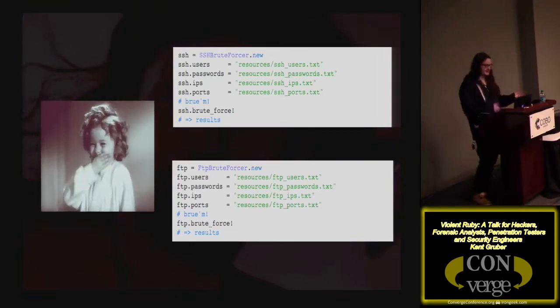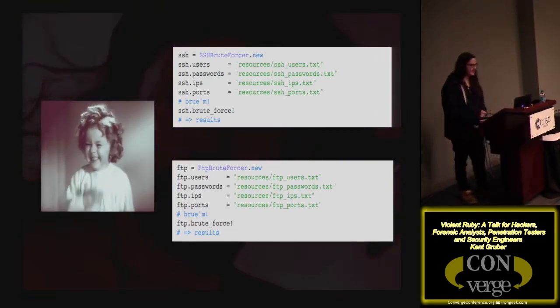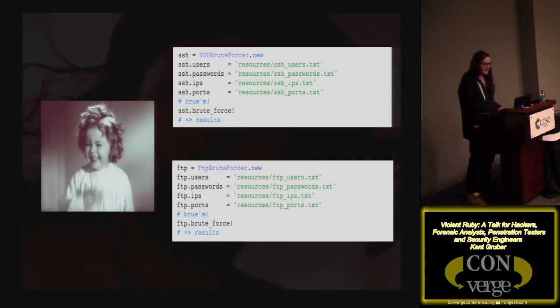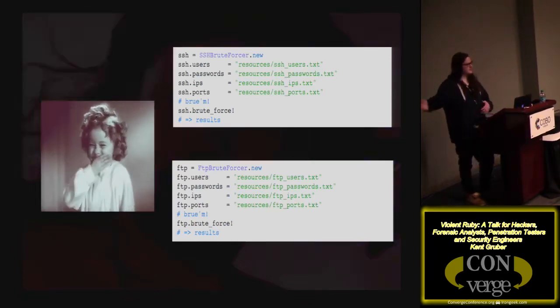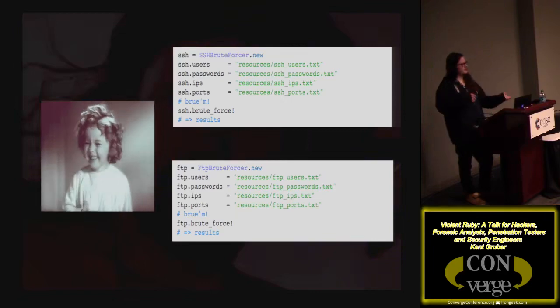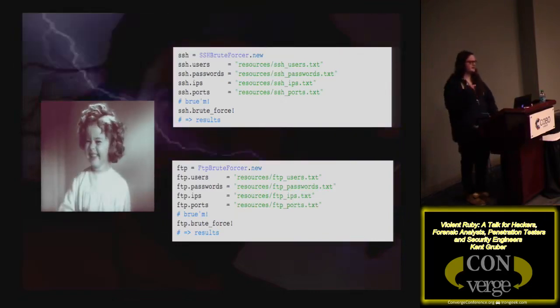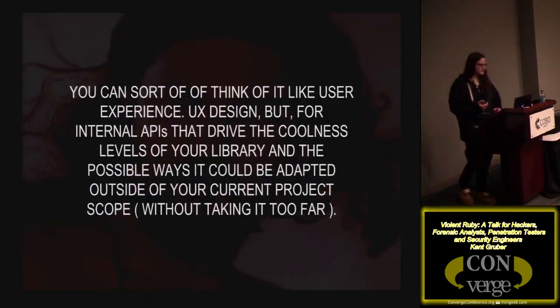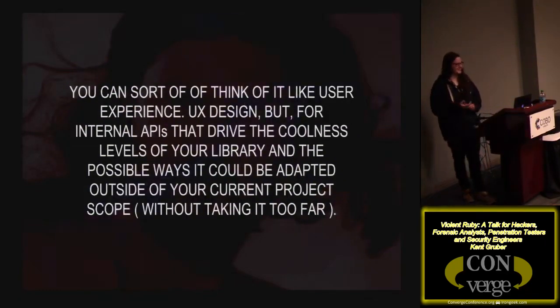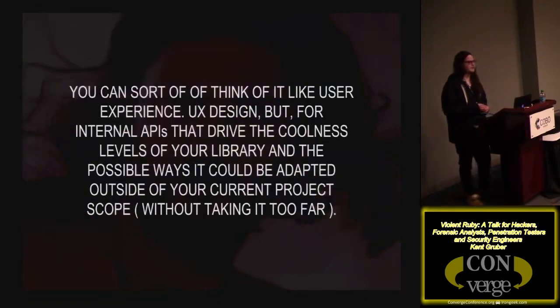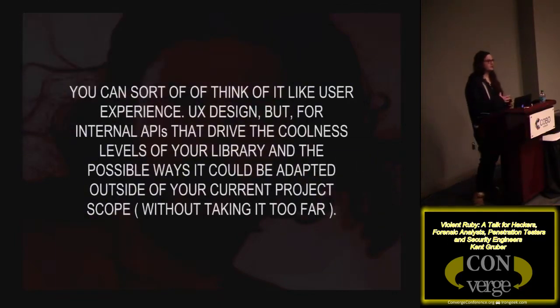And then I set my users, my passwords, my IPs, my ports, and then I want to brute force. So ssh.bruteforce, exclamation mark, because we mean it. It's a very simple interface that we can then replicate over to an FTP brute forcer. The same sort of interface, same sort of design. You can think of this almost like UX design, like building the internal API. And I think Ruby is a really great programming language to explore that.